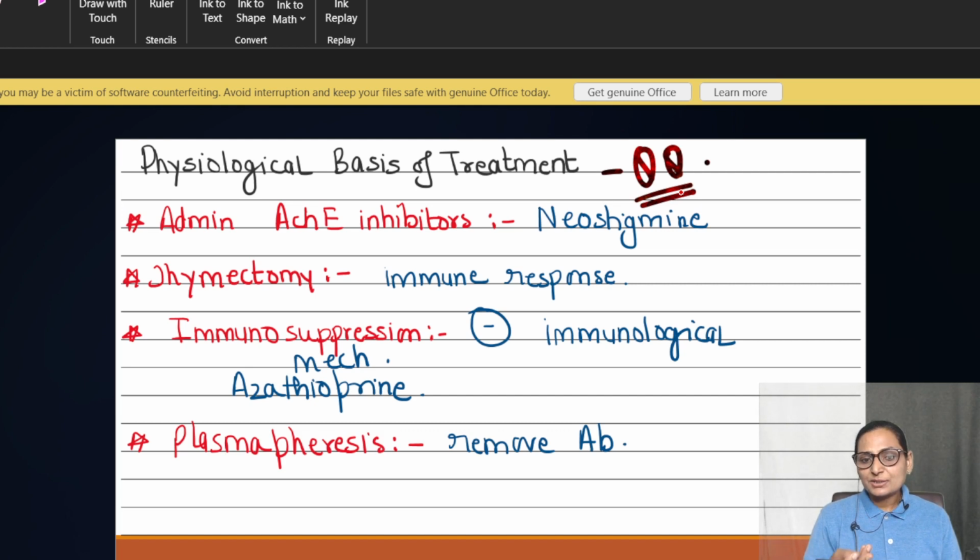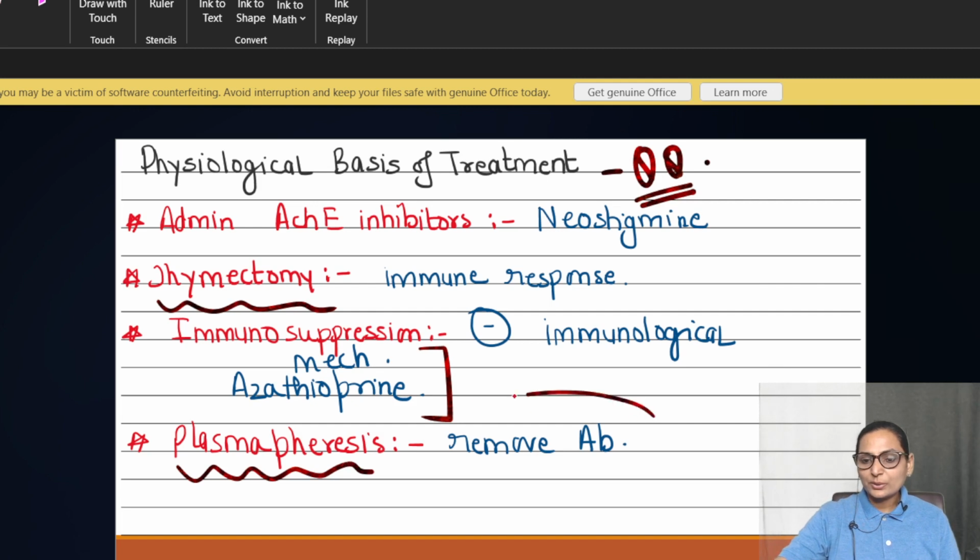Second important thing is that the T cells are processed in the thymus, so you can go for a thymectomy. You can bring about immunosuppression, decreasing the immunological response by giving immunosuppressive drugs like azathioprine. Finally, you can do plasmapheresis, which is the procedure where you can remove antibodies, right?